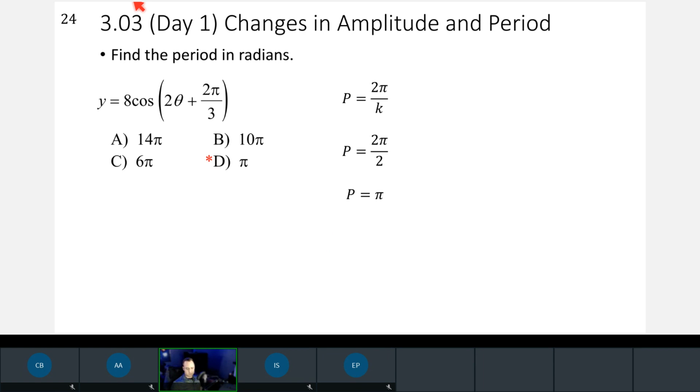All right, 24. Find the period. So again, cosine, the period of the parent function is 2 pi, and the k value is 2. In a way, I feel like this is a really easy question as well, as long as you know the formula, right? If that was a tangent right here, what would you have on top in the numerator? Pi. Pi is correct.